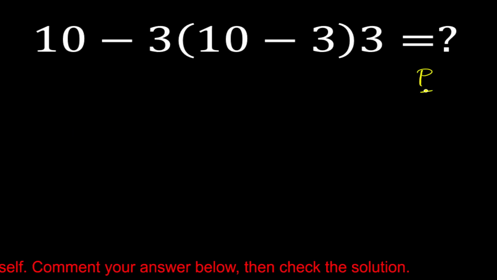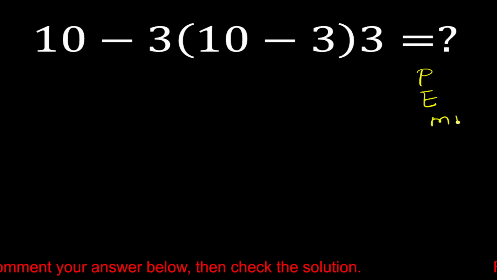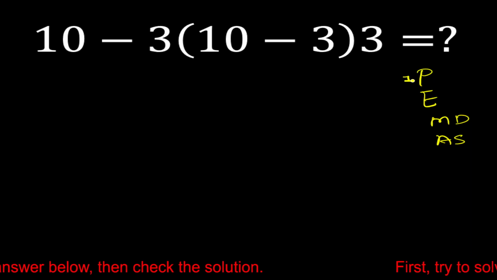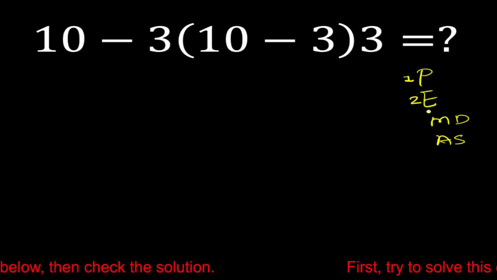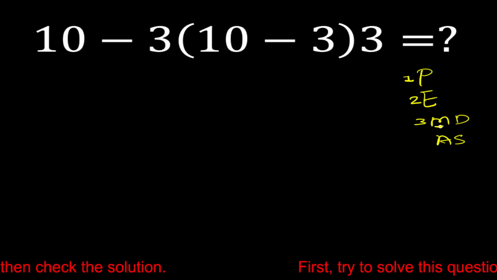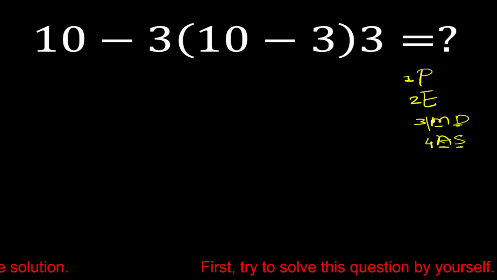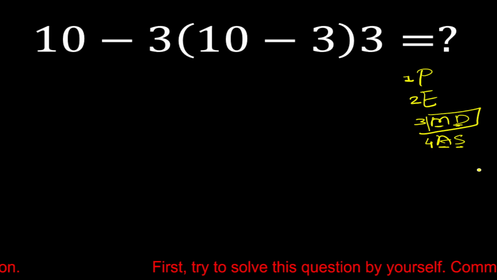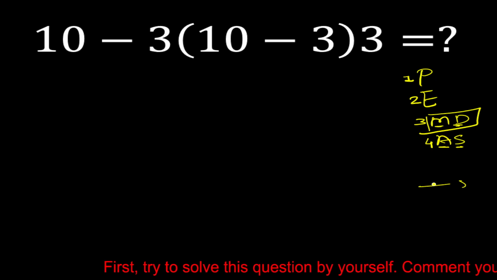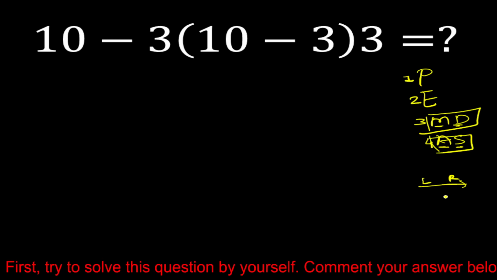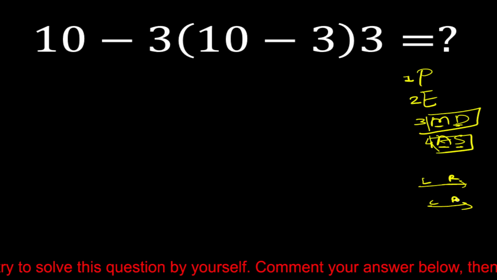PEMDAS. According to PEMDAS, first priority is parenthesis, second priority is exponents, third priority is multiplication and division, then fourth and last priority is addition and subtraction. Here, multiplication and division both have equal priority, so we have to solve it from left to right. And also addition and subtraction both have equal priority, so we have to solve it from left to right.